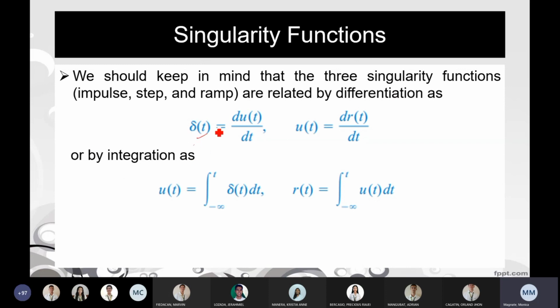So, yung impulse natin is a derivative of the step. U of t natin is the derivative naman ng ramp. Yung derivative ng ramp naman natin is yung step. Pag integrate, ayan yung kabaliktaran naman nila.